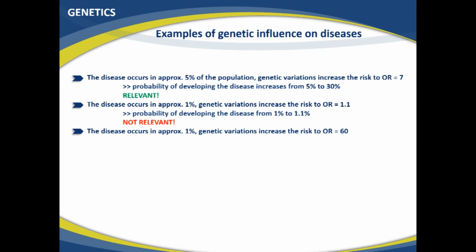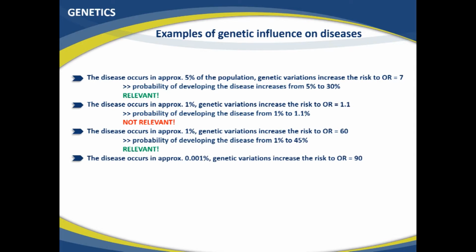Then the disease occurs in approximately 1%. The genetic variation increases the risk to odds ratio 60. Now, that's interesting. Even though the disease is relatively rare, the risk is quite high. And it increases, again, it's not really 60%, 1 times 60, but it's a bit different, but it's from 1 to 45%. So again, from hardly a chance to develop it, it's a 50-50 chance that you will get it. And if there's prevention, it would be a good idea to follow this quite strictly to reduce your risk again. So this is a relevant kind of genetic information.